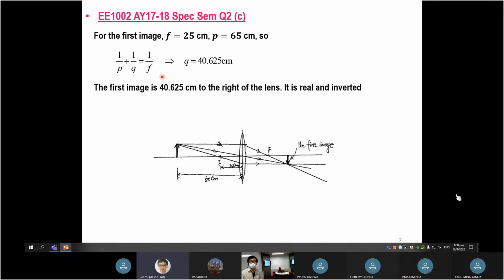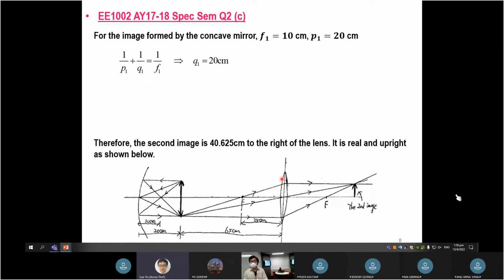So for this one, 3 points for the image equation and 3 points for this ray diagram. Any question? Now let's look at the second part.